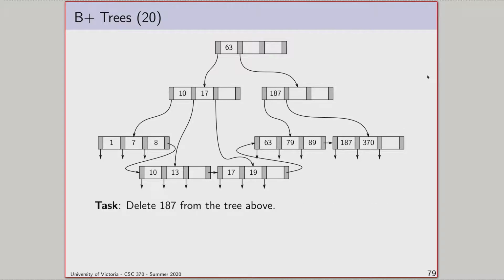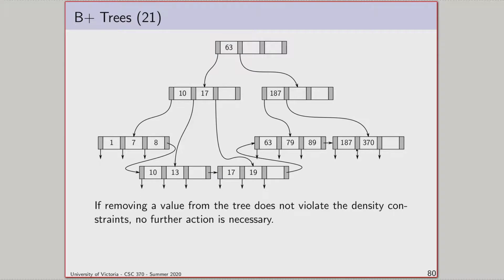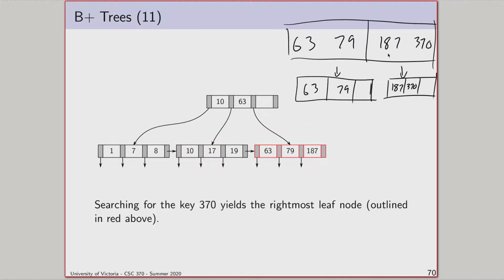Okay, now let's delete the value 187. So I go find 187. Okay, so there it is. And I delete it. Okay, great. But obviously, in the case of 187, I have to be careful that when I delete an element, I obey the density constraints. So I'm going to put a bookmark here. Q equals 3. There are 3 keys per node. Let's take a look at the density constraints.